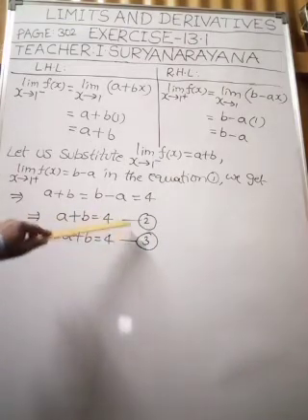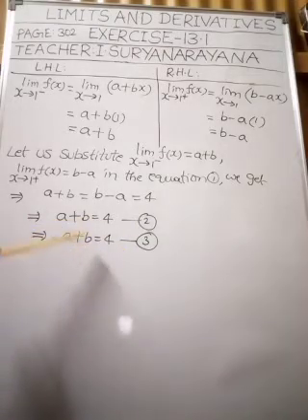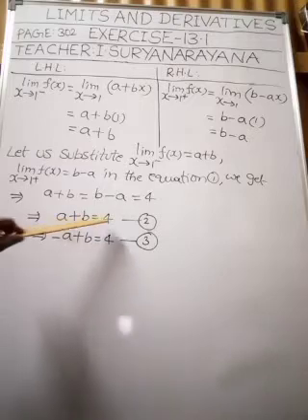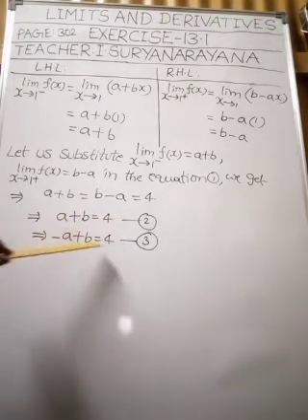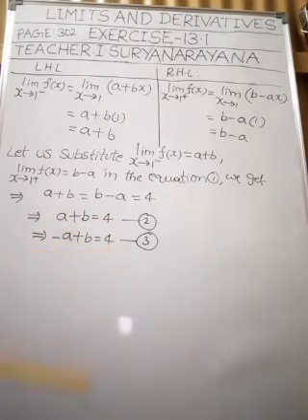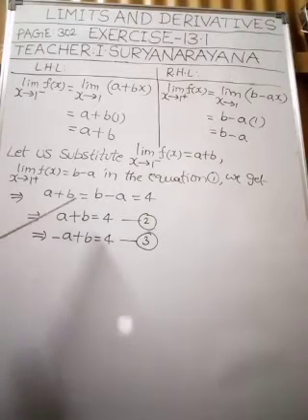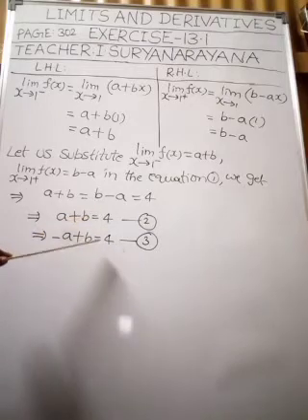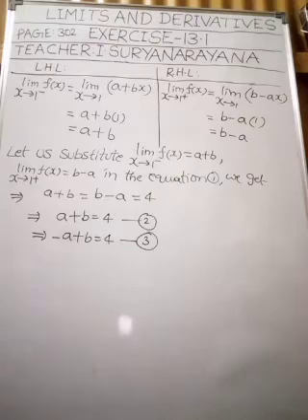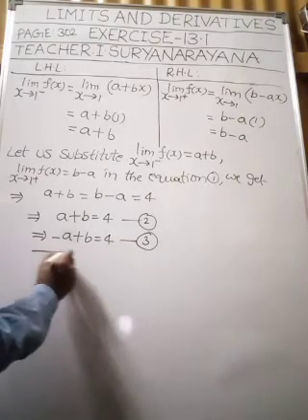We got here two equations in a and b, two variables, two unknown quantities a and b. This is one equation and this is another equation. You have solved linear equations in two variables in 10th class, my children. Just recall that previous knowledge. You have to use that concept to solve these two equations. Okay, my children?